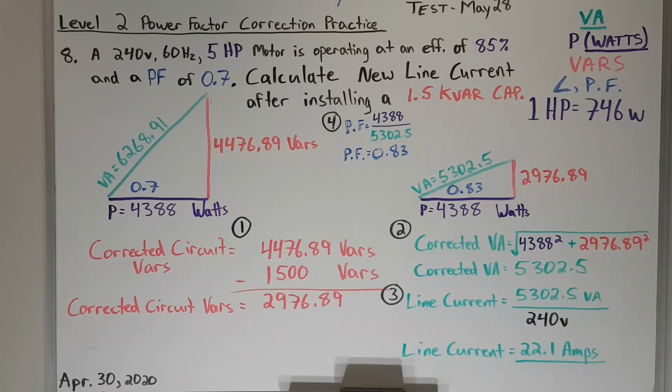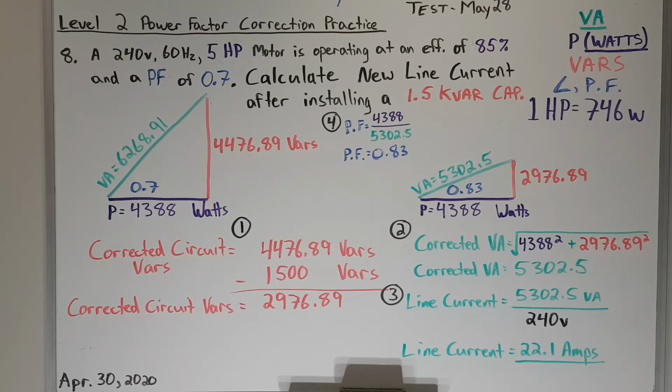Now, I went to step 4. The question didn't ask it, but for good practice, out of curiosity, what would our power factor have been had we installed a smaller size capacitor? I'm just doing my wattage divided by my VA. My new power factor would have been 83% or 0.83.